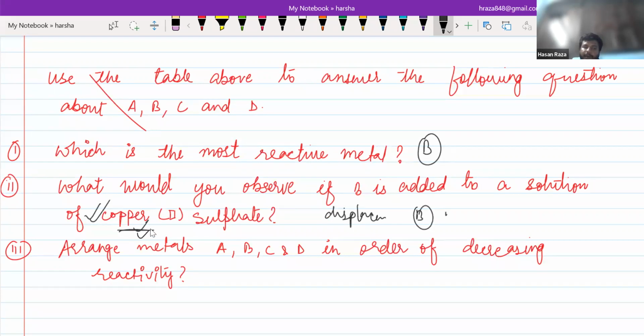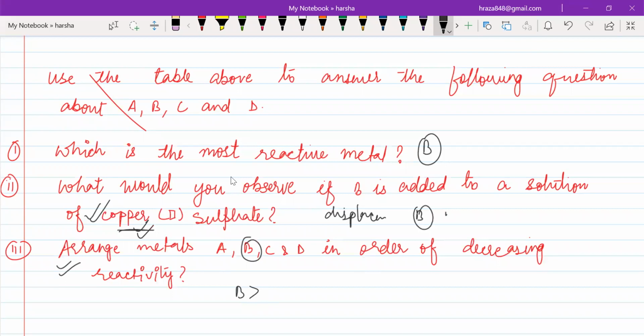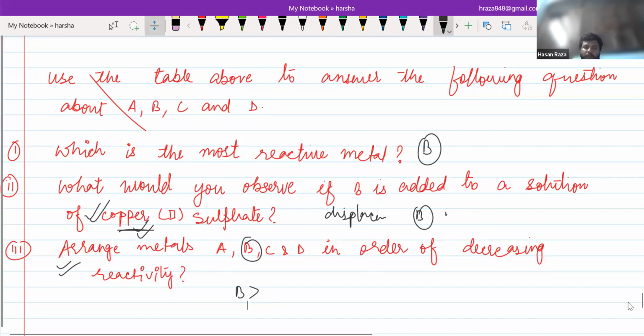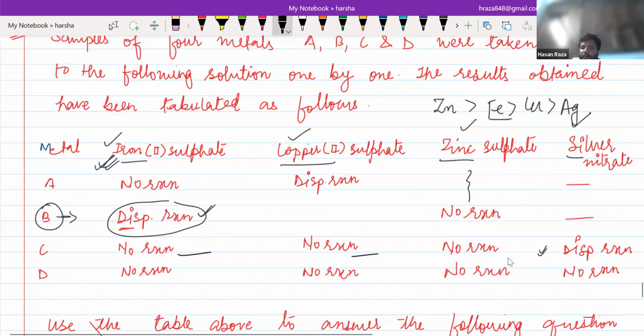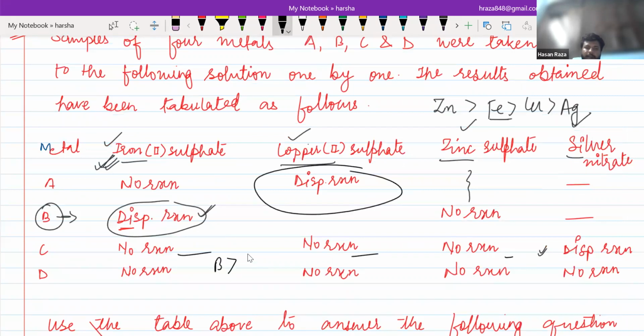B will replace copper. Now arrange metals A, B, C, D in order of increasing reactivity. B is the most reactive, then go for A, C, D. You can see no reaction, no reaction, no reaction, only there is a reaction for A. So first B and then A. Then you can see C is replacing this, but D is not. Then D, C. This will be the order.